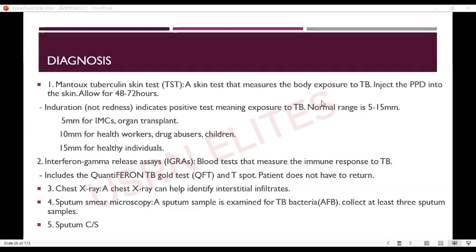Then two, you do the interferon gamma release assays. Madam Tina, yes, you can speak. I've unmuted you, you can unmute and speak, Madam Tina.